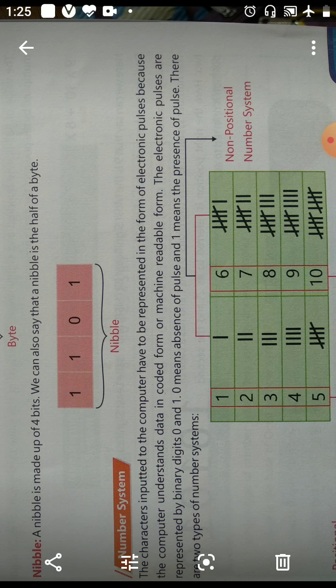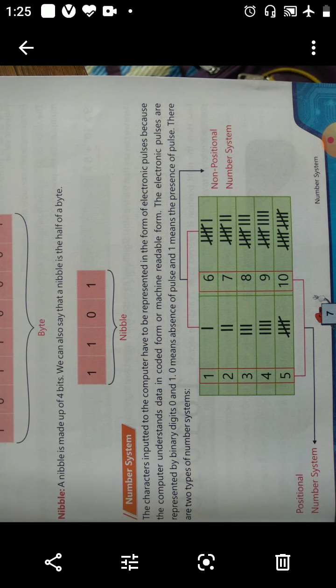The electronic pulses are represented by digits 0 and 1. 0 means absence of pulse, meaning the switch is off. 1 means presence of pulse, meaning the switch is on. So this is general about the binary number system. Then there are basically two types of number systems, non-positional number system and positional number system, that we will see on the next page, but the diagrammatic representation is given over here.